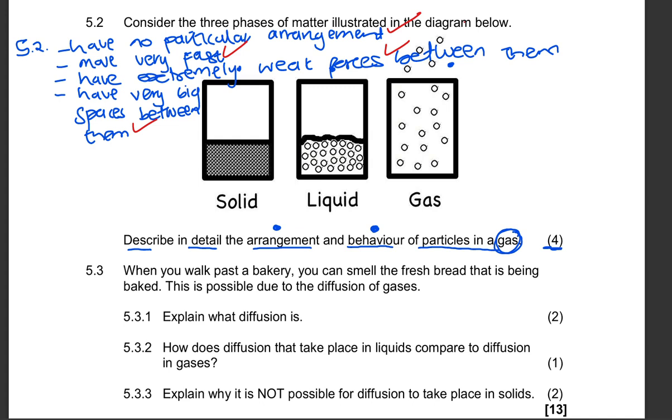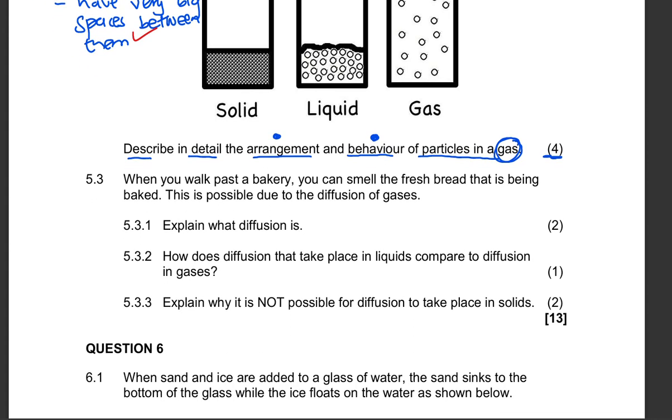5.3. Let's see what we have here. So when you walk past a bakery, you can smell the fresh bread that is being baked. This is possible due to diffusion of gases. That's the reason we are able to smell the fresh bread that is being baked when you walk past a bakery. For 2 marks, we need to explain what diffusion is.